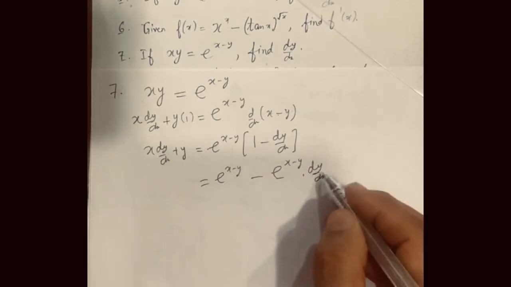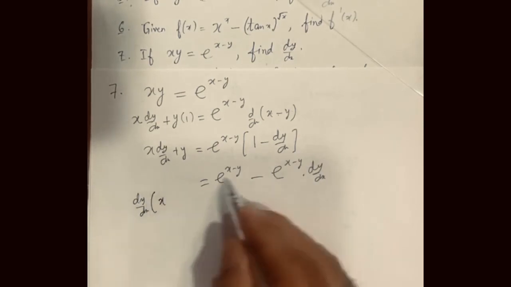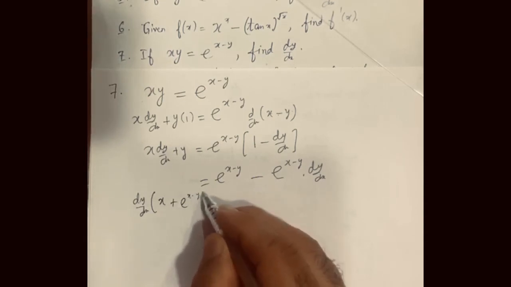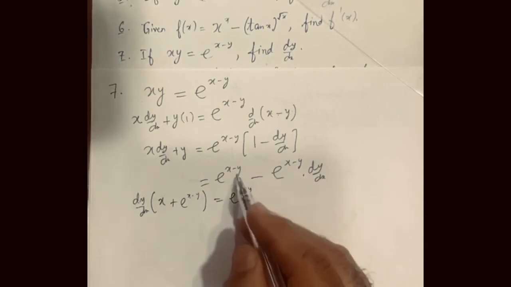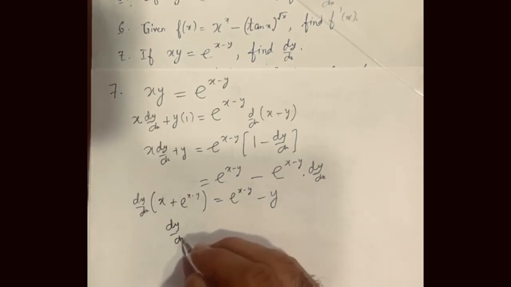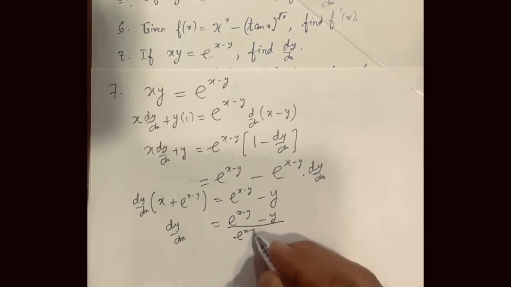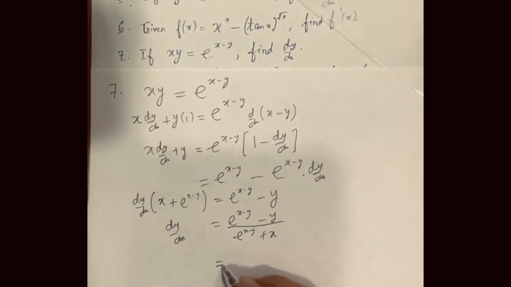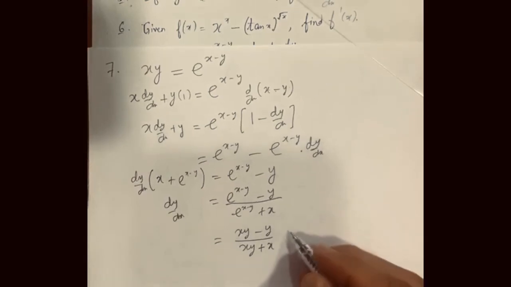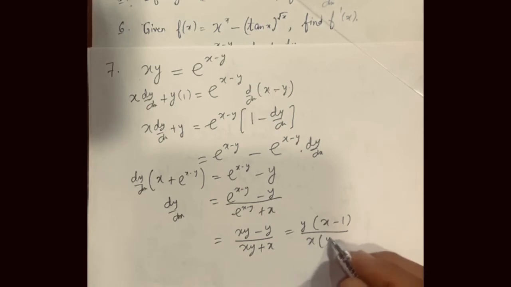Shifting the term containing dy by dx to the left hand side and then taking dy by dx common, we have x plus e raised to x minus y, this is equal to e raised to x minus y minus y, or dy by dx is equal to e raised to x minus y upon e raised to x minus y plus x. e raised to x minus y is xy. So this is xy minus y, this is xy plus x. Taking y common, this is x minus 1 upon x common, this is y plus 1.